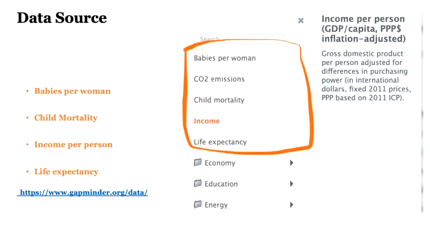The first step is to download the dataset, and this time I chose 4 datasets for my story from the open source Gapminder, which are babies per woman, child mortality, income per person, and life expectancy.